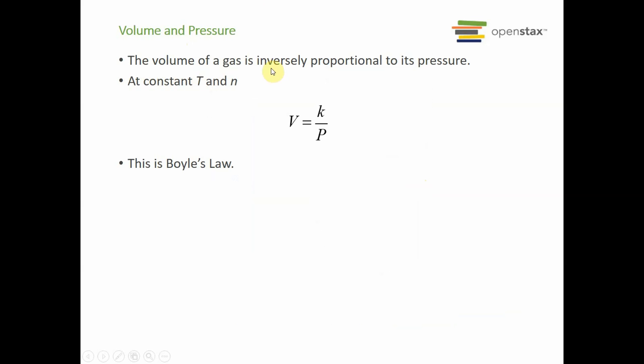The volume of a gas is inversely proportional to its pressure at constant temperature and n, the amount or number of moles. Again, this k is not the same k as in the other slides. It's simply a way of saying "is proportional to." So volume is proportional to 1 over the pressure. This is Boyle's law.